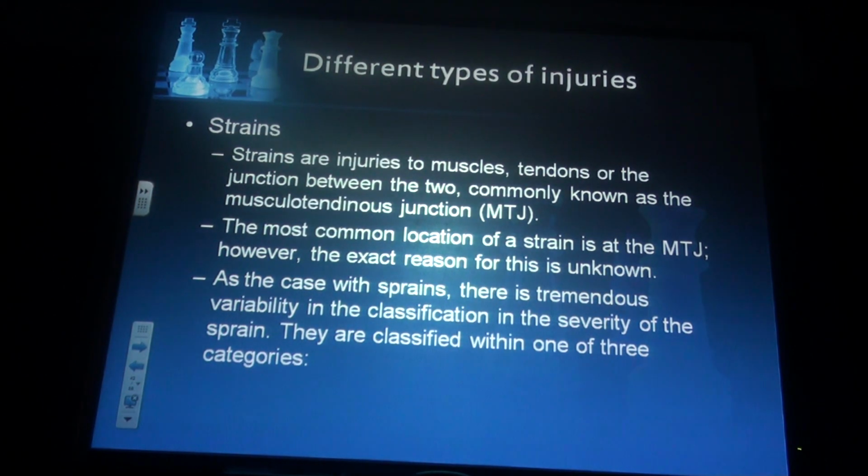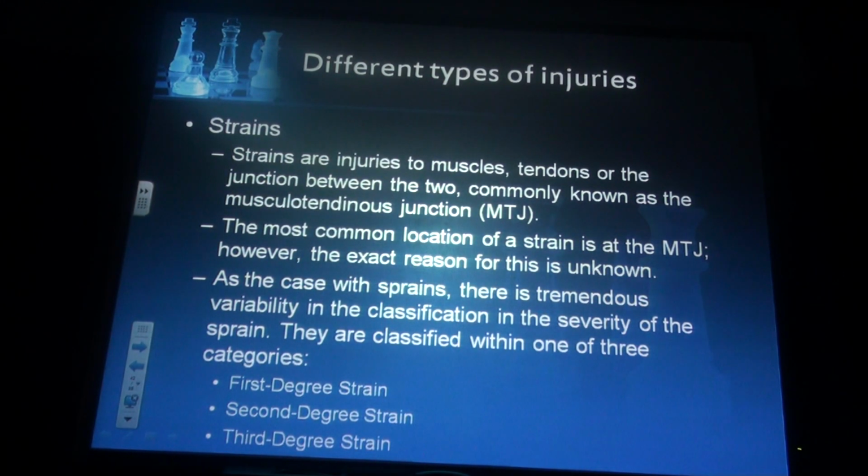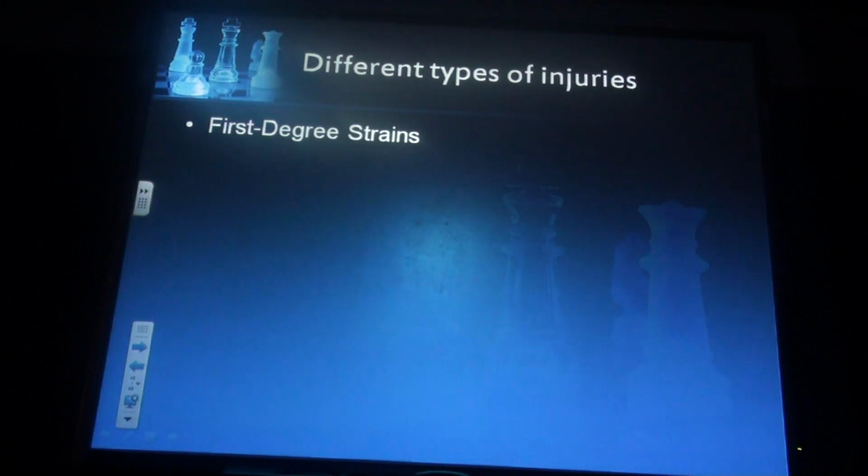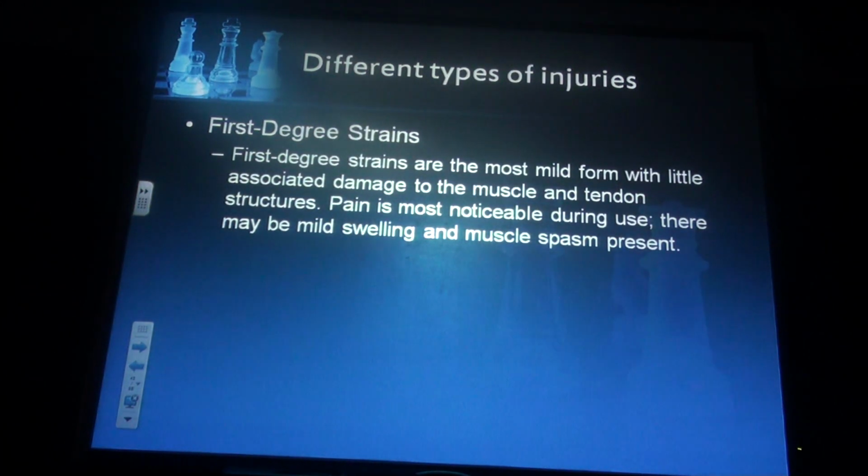As is the case with sprains, there is tremendous variability in the severity of strains. They are classified within one of three categories: first degree, second degree, third degree strain. First degree strains are the most mild form with little associated damage to the muscle and tendon structures. Pain is most noticeable during use. There may be mild swelling and muscle spasm present. So these aren't quite as severe. Sometimes they can go back and play with these kind of injuries with the first degree strain.